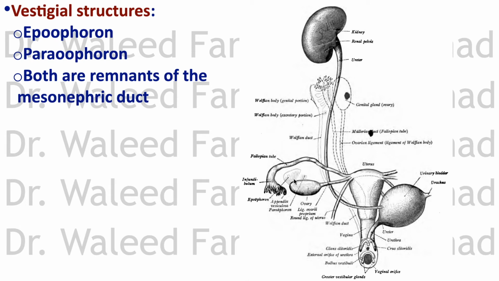as you can see here, the epoöphoron and the paroöphoron. The epoöphoron and paroöphoron are the vestigial remnants of the Wolffian duct on its attachment to what was destined to be a testicle. You can see them here. They lie in the broad ligament between the ovary and the uterine tubes, as you can see here. Okay.